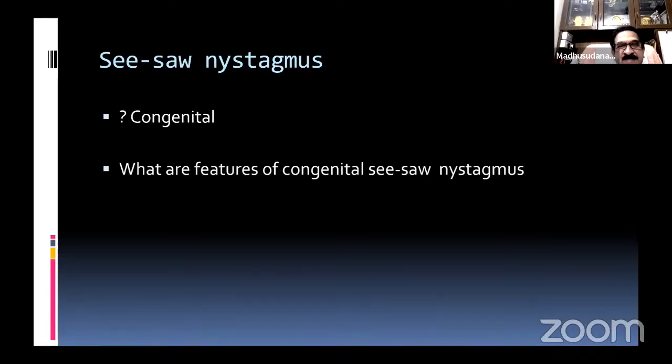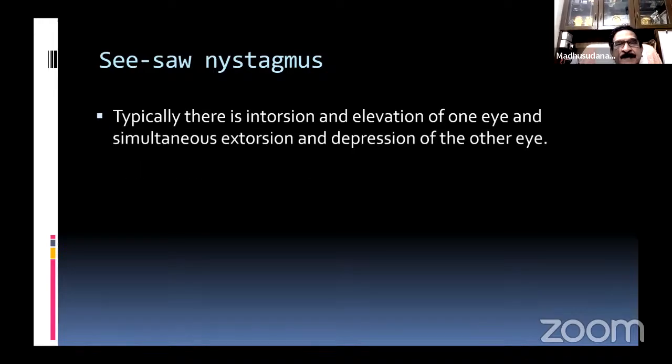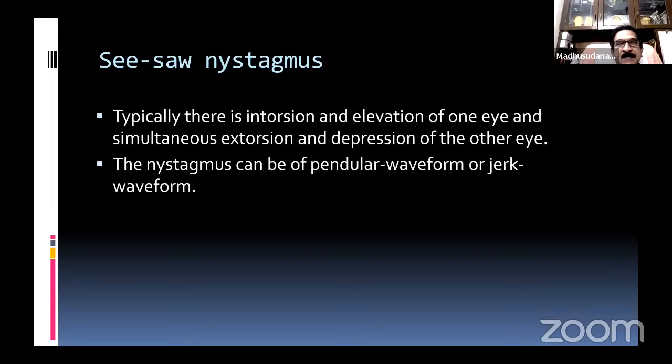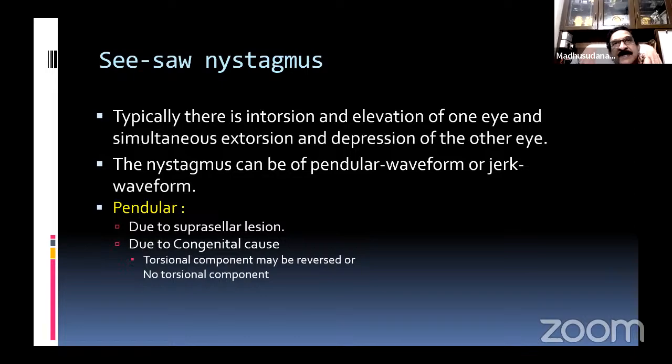So what are the features of congenital seesaw nystagmus? I'll tell you a little bit about that. Typically, there is intorsion and elevation of one eye and simultaneous extorsion and depression of the other eye. The nystagmus can be a pendular waveform. That's the most common, the classical pendular seesaw nystagmus. For a jerk waveform, it is called hemi-seesaw nystagmus. Hemi-seesaw means that one half is jerk, the other is pendular, slow motion.